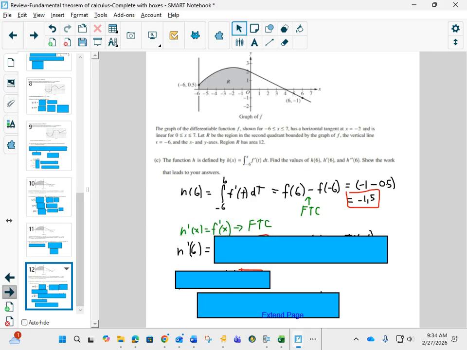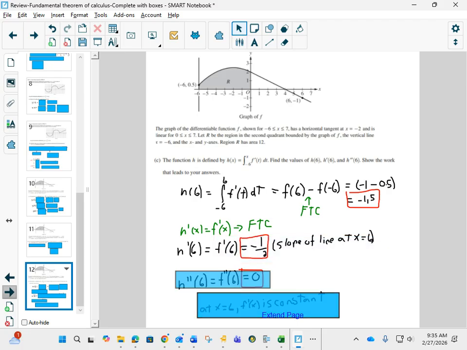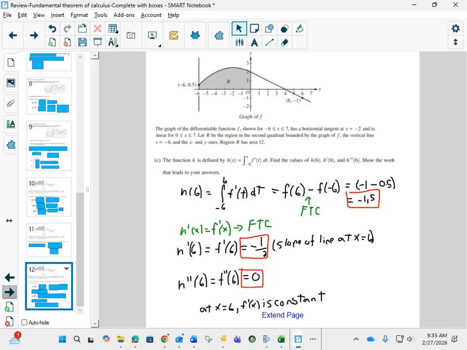Our justification: by the fundamental theorem of calculus, h prime of x is equal to f prime of x. That's fundamental theorem of calculus part 1. And I'll put up the answers here so that we can see them. h prime of 6 equals f prime of 6, which is -1/2. That's the slope at x equals 6. h double prime of 6 equals f double prime of 6, which is equal to 0.